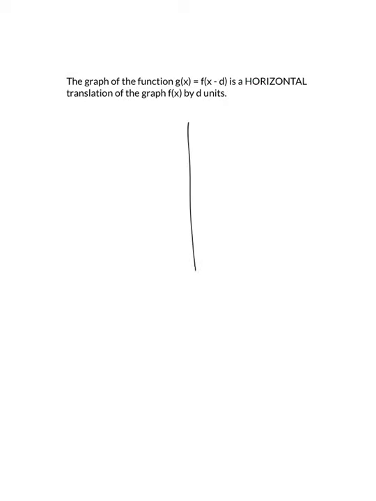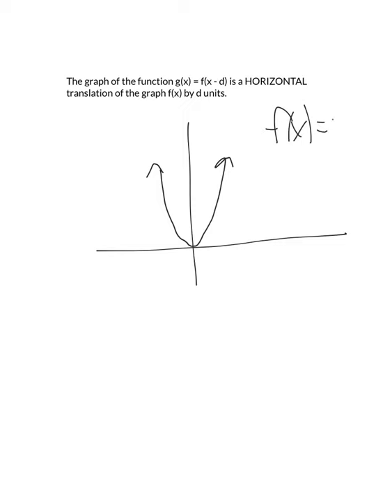For this next example, again, I'm going to be using a base function of x squared. f of x is equal to x squared. Now, this example is going to be talking about horizontal translations. So if you look here, the graph of the function g of x equals f of x minus d. Notice how that d is now in the brackets with the x. That is how you're going to identify that it is a horizontal translation versus the vertical translation, which was the plus c that we saw outside of the brackets on the previous slide.